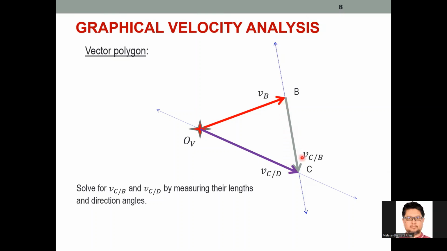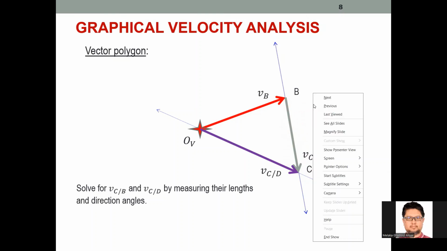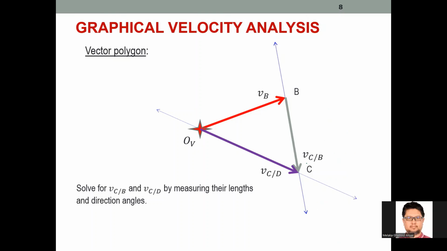And this one, you have to ask yourself. Okay, so this will be point C. If you want your velocity here to be VCB, it needs to be pointing from B to C. If it is VBC, meaning it is from C to B. Okay, so you got to understand that. So you can also have that direction.